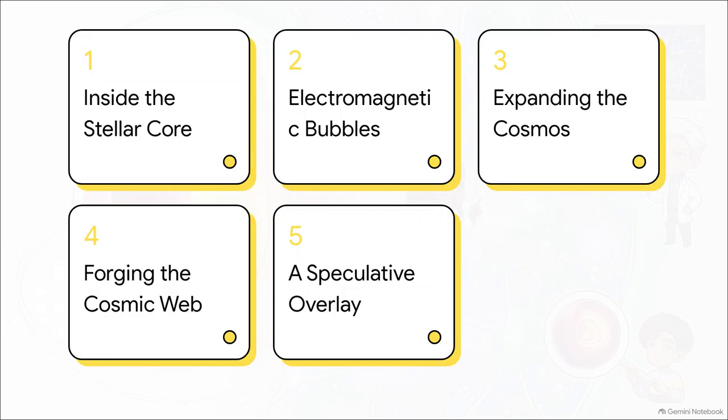Here's our roadmap for the journey. 1. Inside the stellar core. 2. Nested electromagnetic bubbles. 3. Expanding the cosmos. 4. Forging the cosmic web. And 5. A speculative overlay.